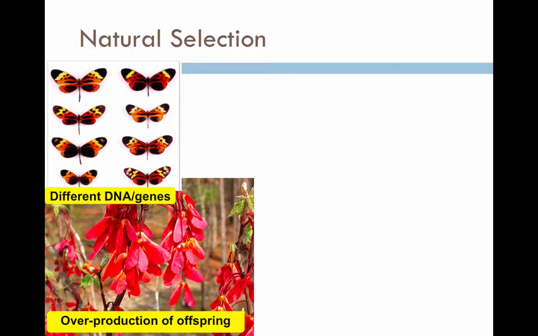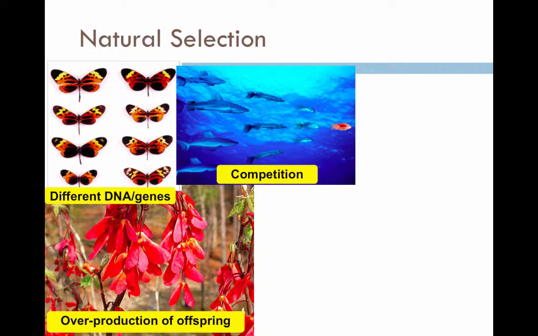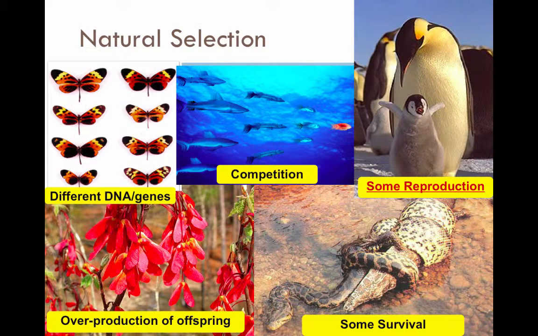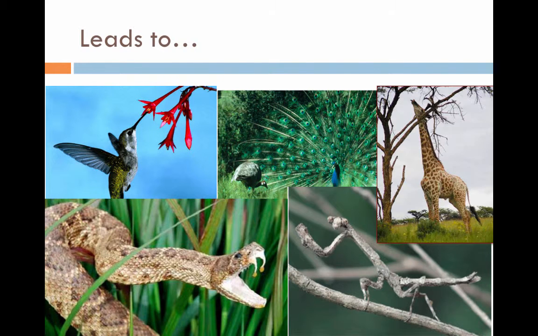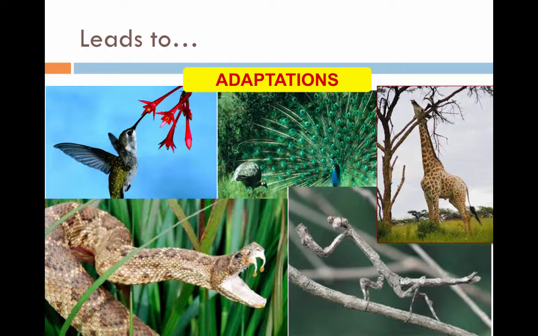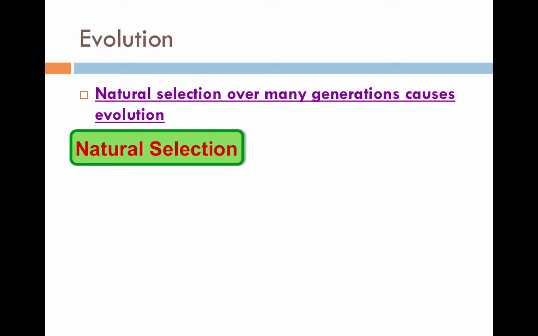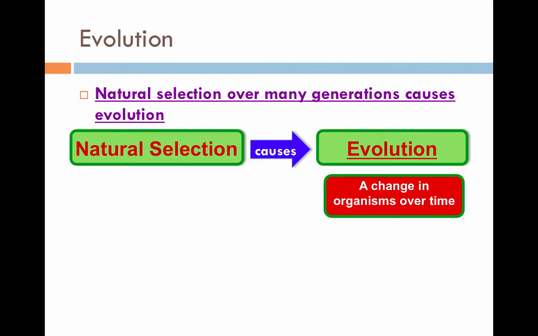There are way too many organisms for the resources that are available, so organisms compete, some survive, and those that survive reproduce and pass on their favorable genes to their offspring. As a result, populations develop adaptations, like the shape of their bodies, their color, their size, etc. Natural selection over many, many generations leads to evolution. Evolution just means a change in organisms over time.